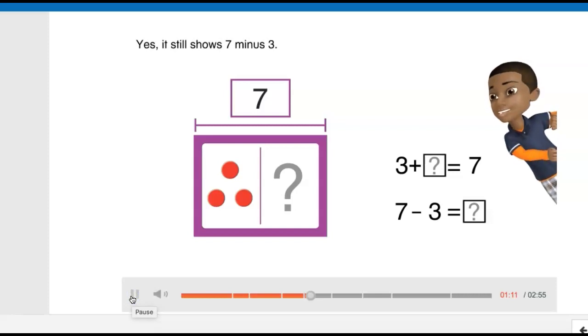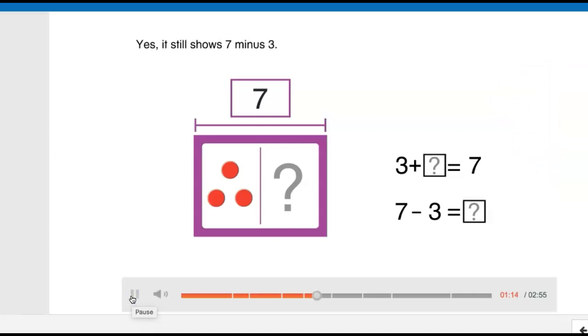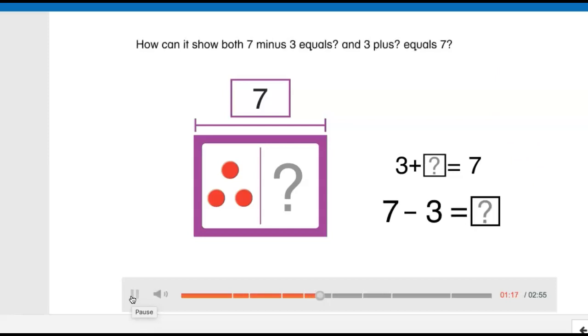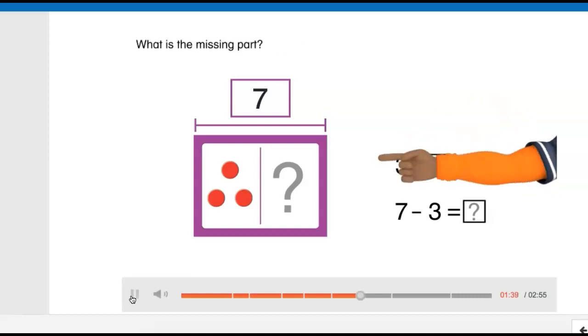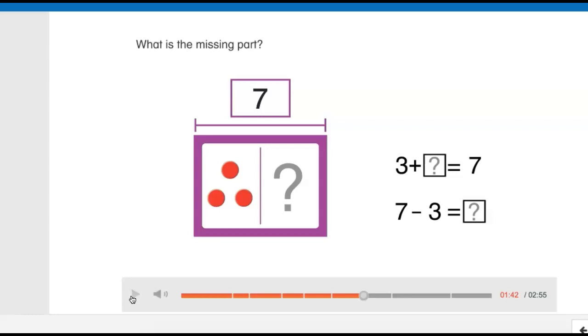Yes, it still shows 7 minus 3. How can it show both 7 minus 3 equals what and 3 plus what equals 7? They are related facts. What can you add to 3 to make 7? You have to find the missing part. What is the missing part? The missing part is 4.